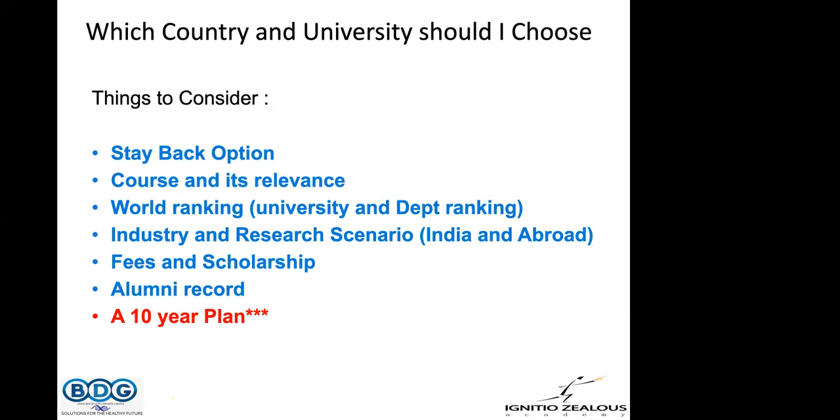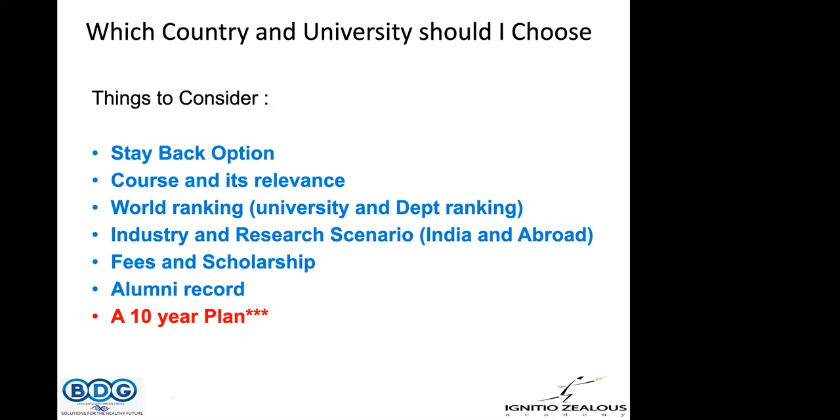So at the moment, for example, in a country like the United States, if you complete your master's there, you typically get 90 days to search for an optional practical training or an internship, in simple words. And if you don't get anything, you have to come back to India. But if you get something in those 90 days, you can stay there for a longer time, 3 years, 4 years also.